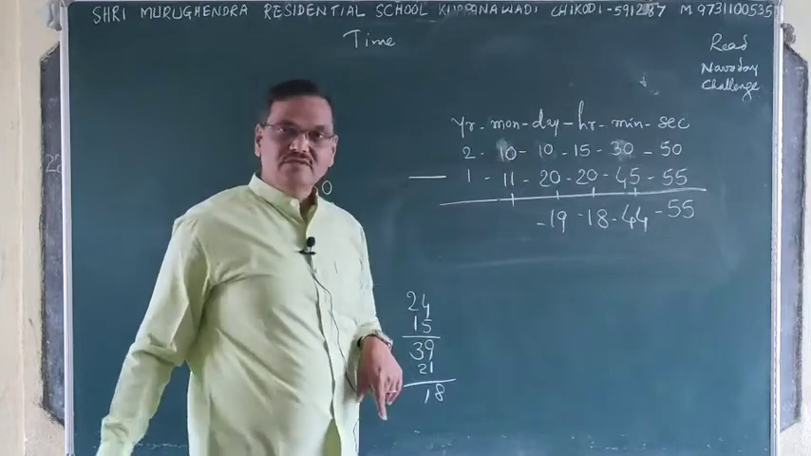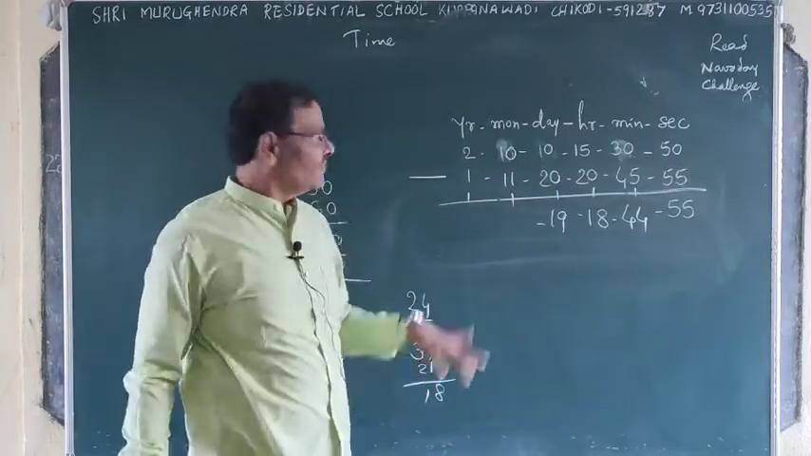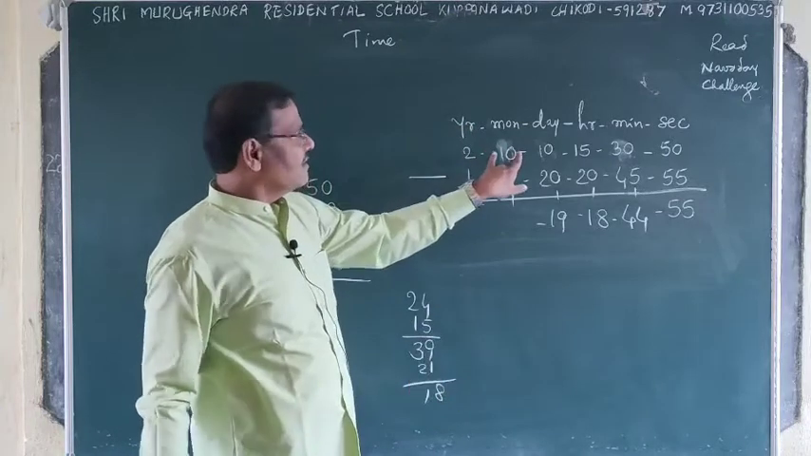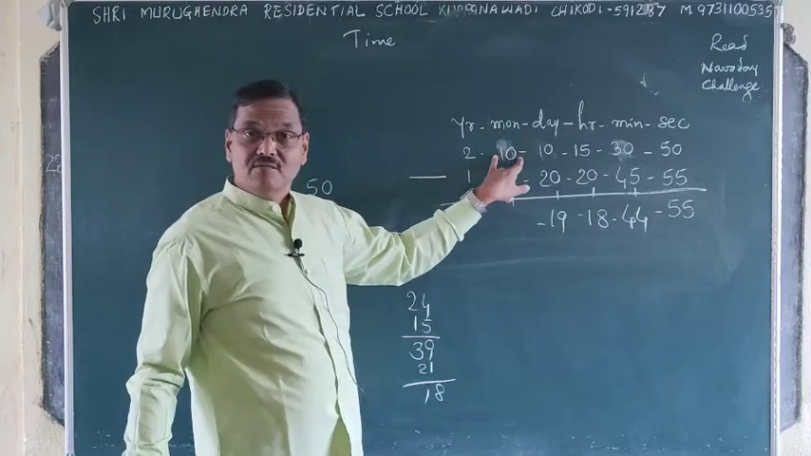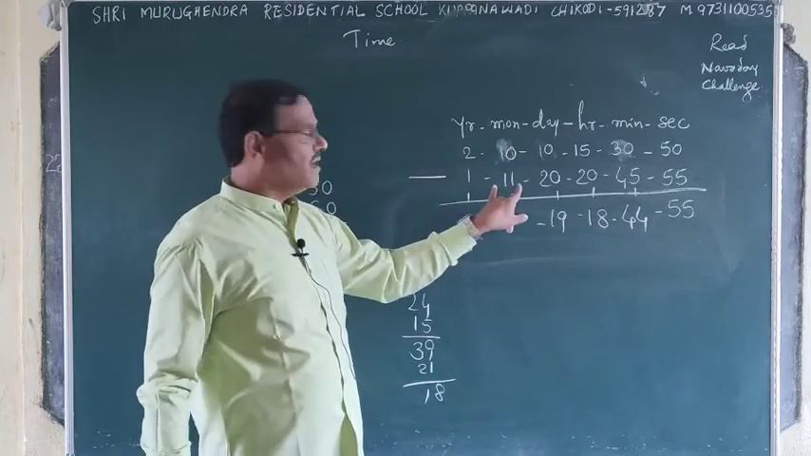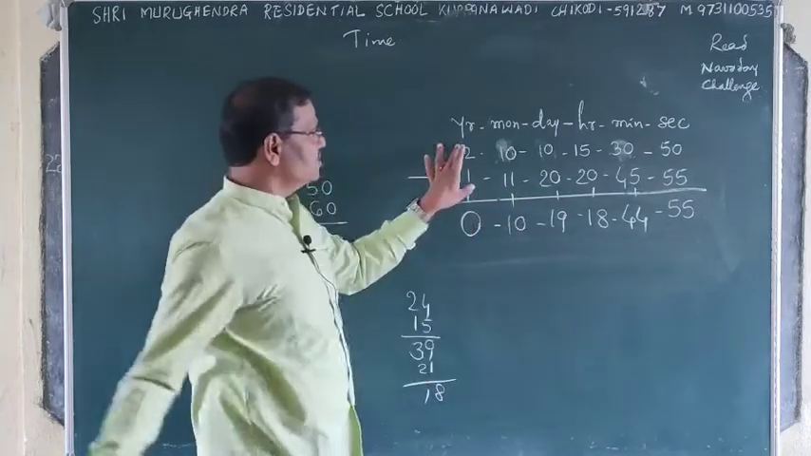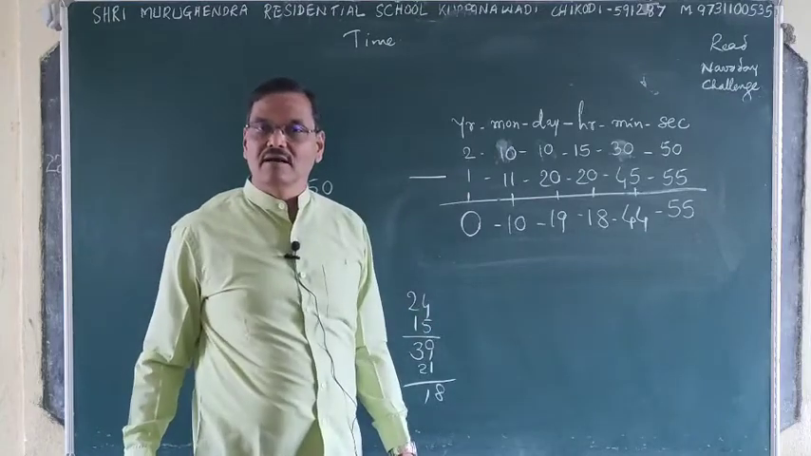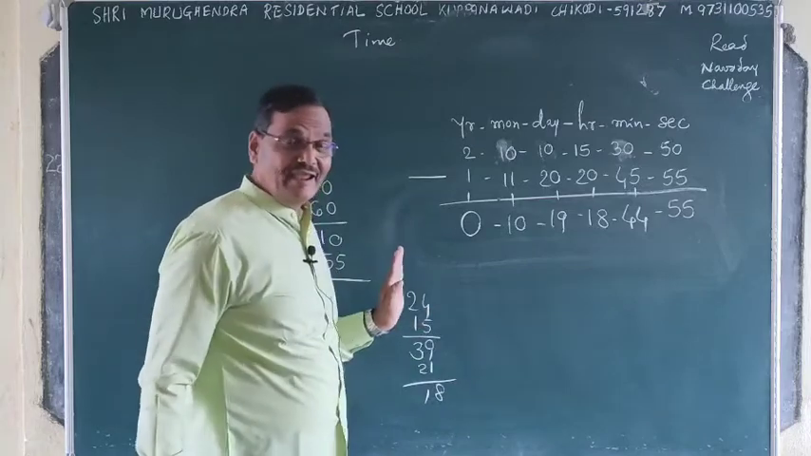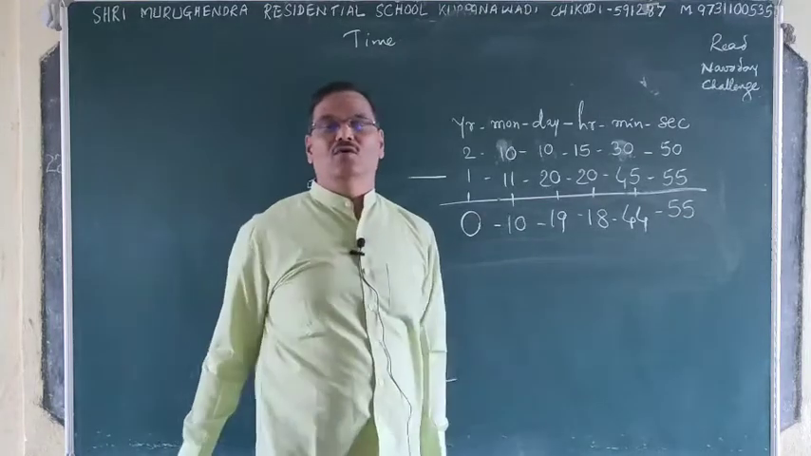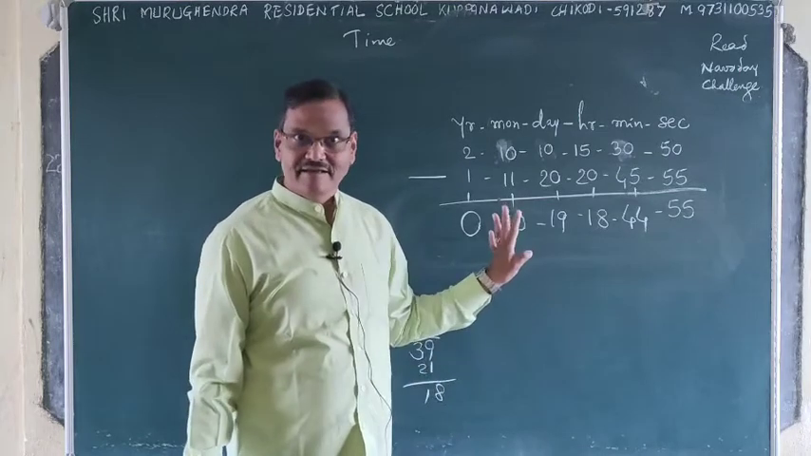10 minus 12, is it possible? No. So we are taking 1 year from the year. Then 10 plus 12, because 1 year means 12 months, 10 plus 12 is 22. 22 minus 12 is 10. Then 2 minus 1 is 0. Like this you have to take a carry, and each unit should be added to the place from where you have taken the carry. Isn't it?